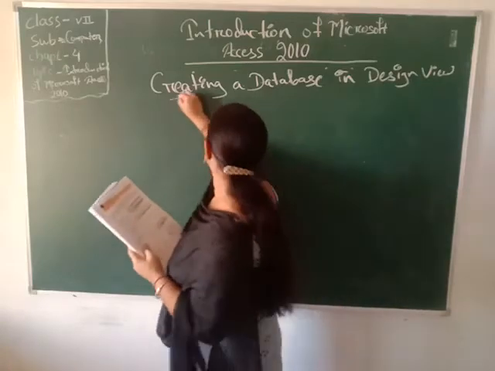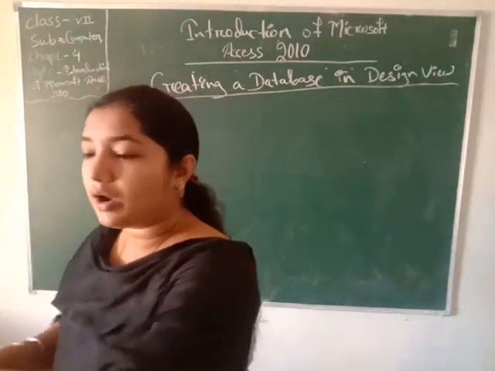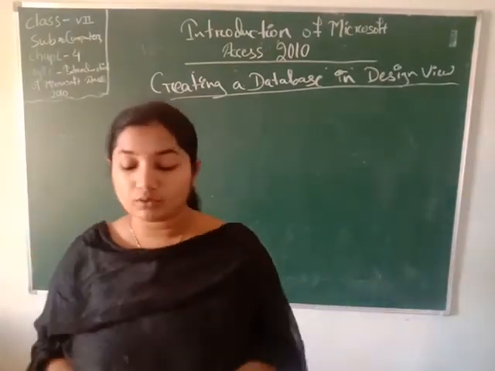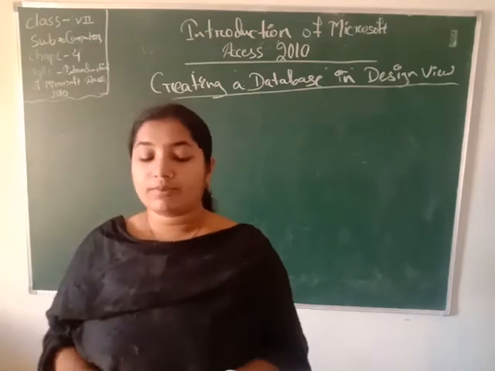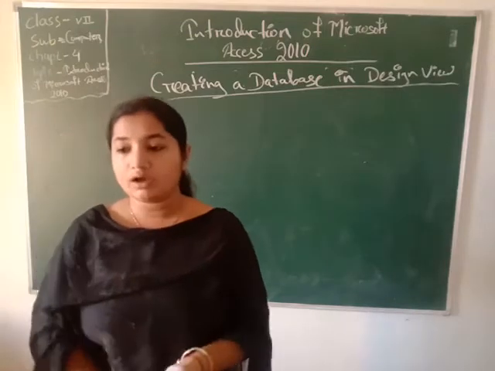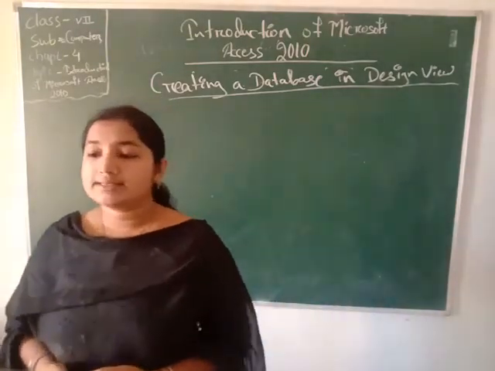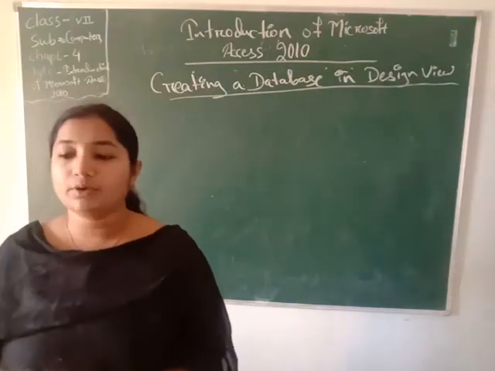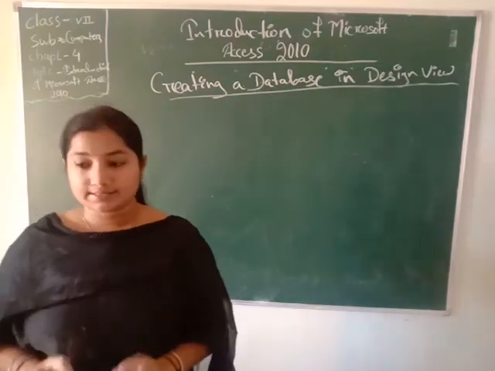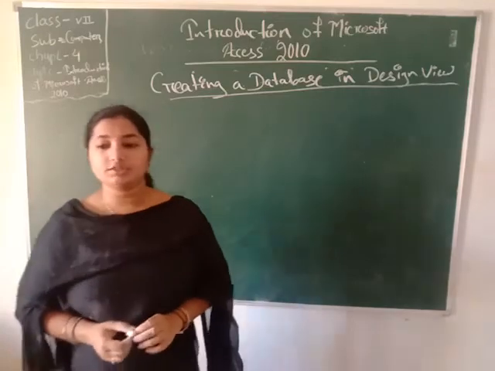So how can we create a database in design view? First, students, what is design view? Why do we need that? What can we do by the design view? First, we have to know about that. In design view, it allows you to build a table from scratch and set or change every available property of each field. We can also open existing tables in design view and add, remove or change fields.